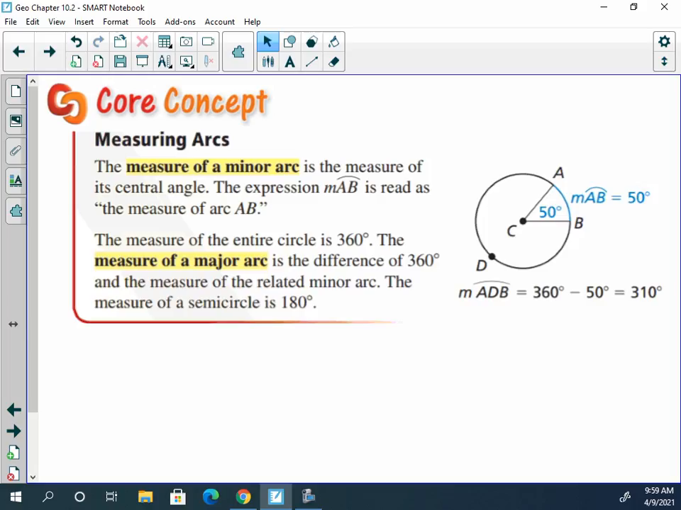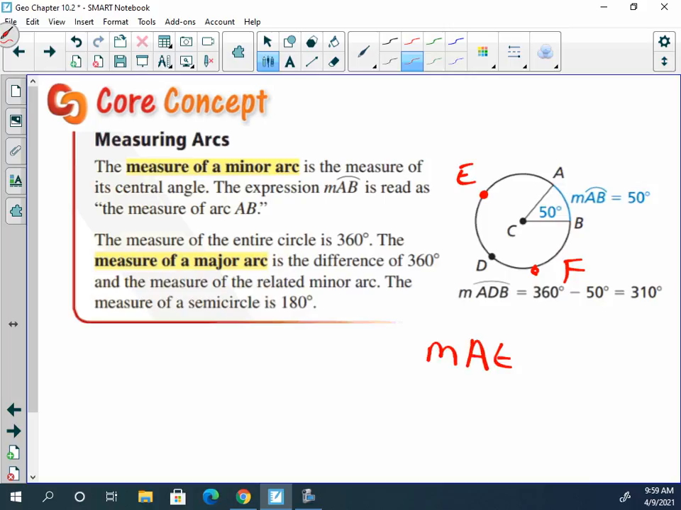If there's more than one point in the middle, we only use 3 letters. So even if we had points E and F, ADB would still be describing the same thing. We could also have described it, if we had these extra points, as the measure of arc AEB, or the measure of arc AFB, because that middle letter is just telling us where it's going through. It kind of gives us a direction for where we're going.